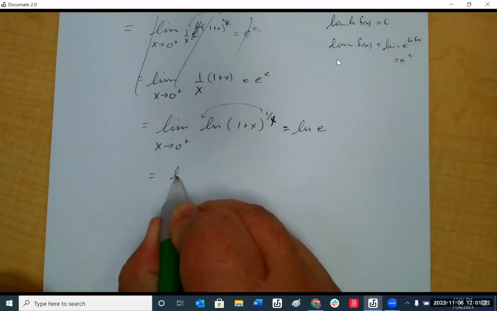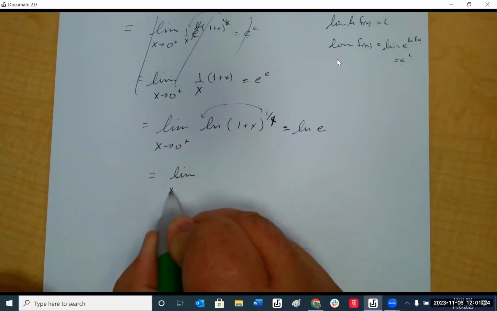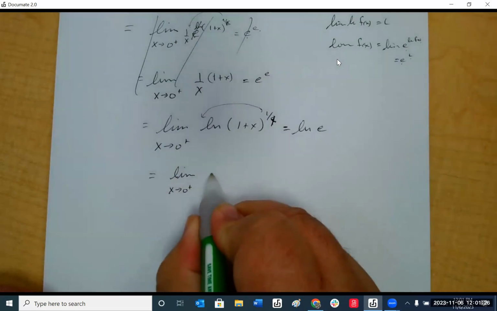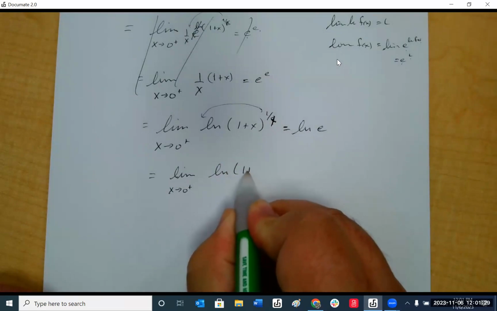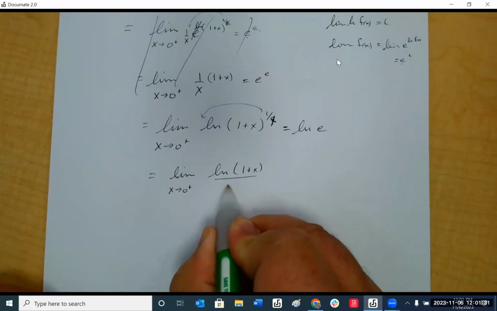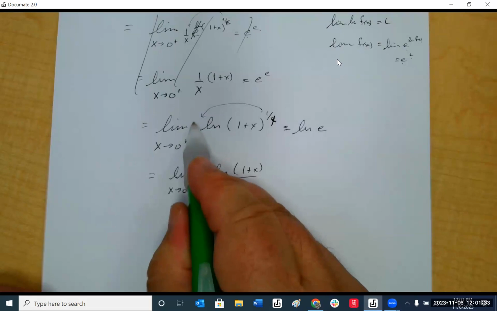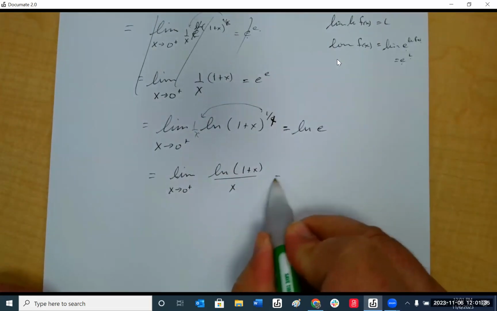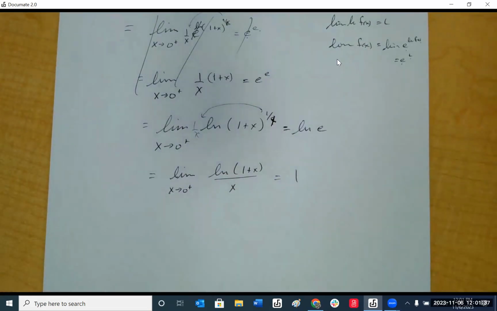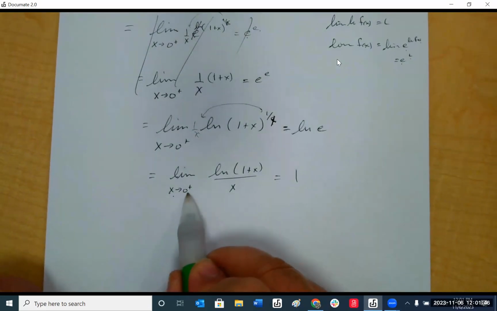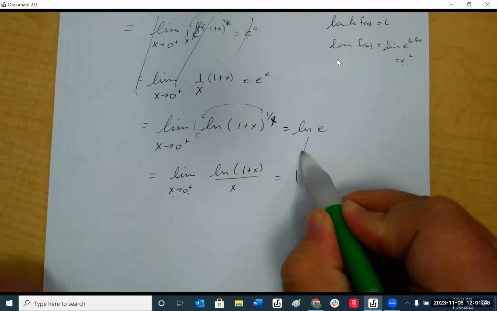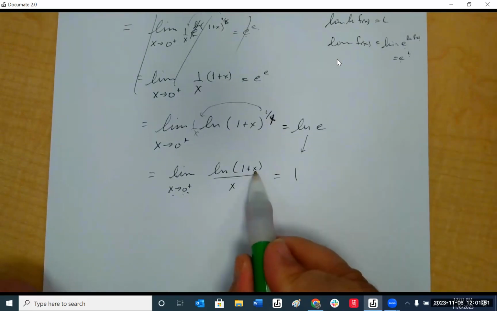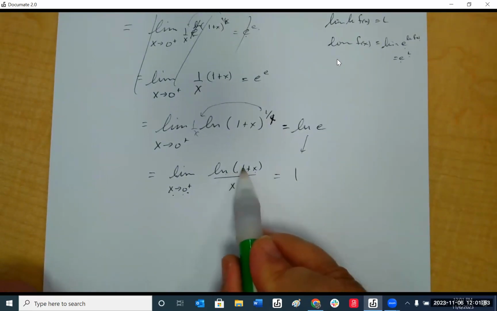So we have the limit as x approaches 0 from the right of ln of 1 plus x over x, that 1 over x here, equals 1. As well, this has to go here. So as x goes to 0, the limit is ln 1, which is 0, over 0.